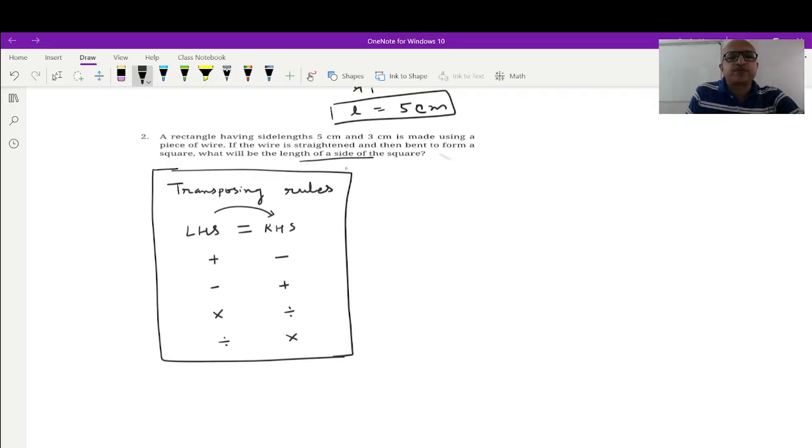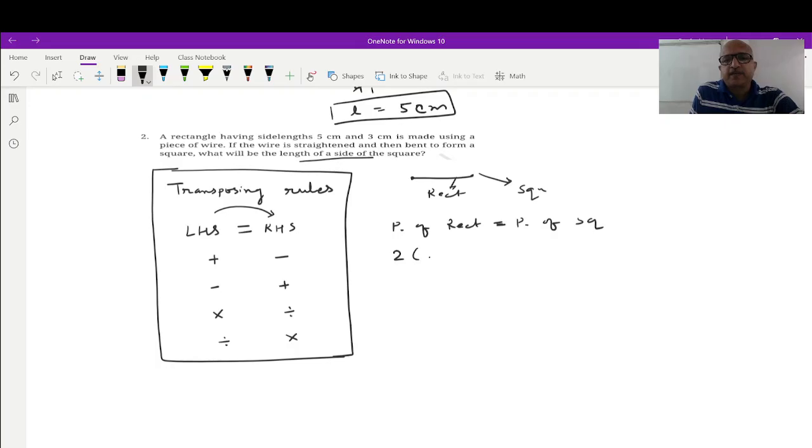Now for question 2, what is given here? A rectangle having these side lengths is made from a piece of wire, and the same piece of wire is straightened and bent to form a square. That means what? This is the length of the wire; from that only the rectangle is made, and from that only the square is made. That means the conclusion is that the perimeter of the rectangle will be the perimeter of the square. Got it? The same wire is utilized to make the rectangle as well as the square. That means the perimeters of both will be the same.